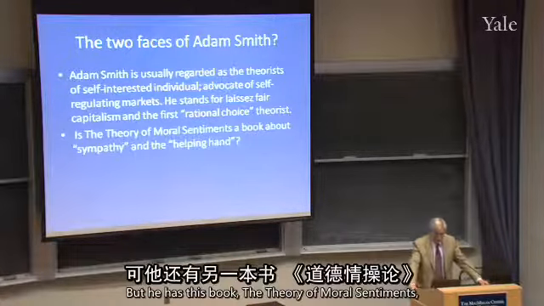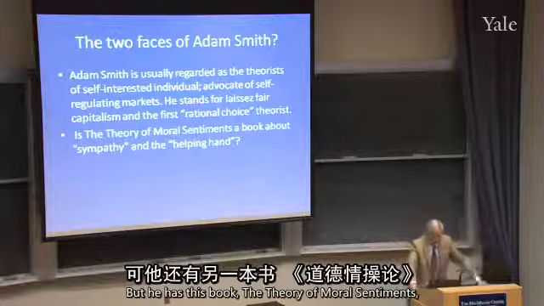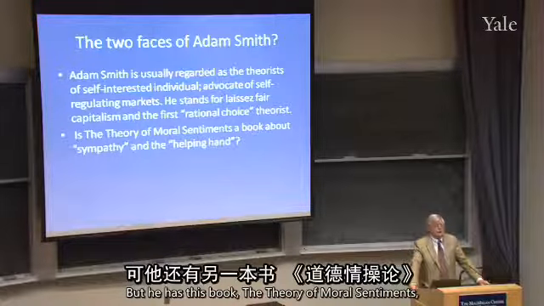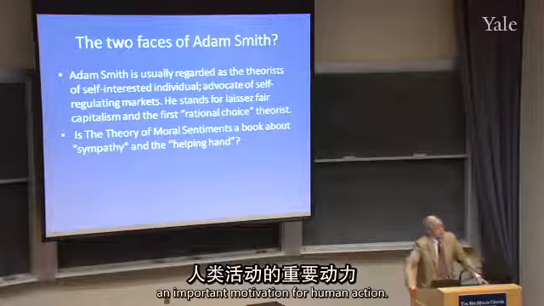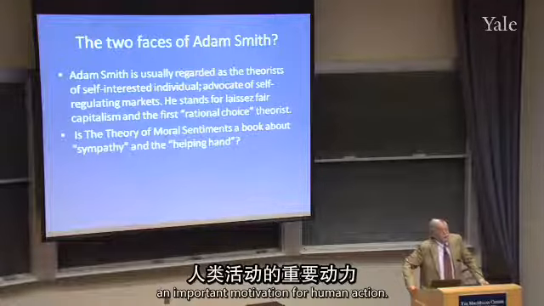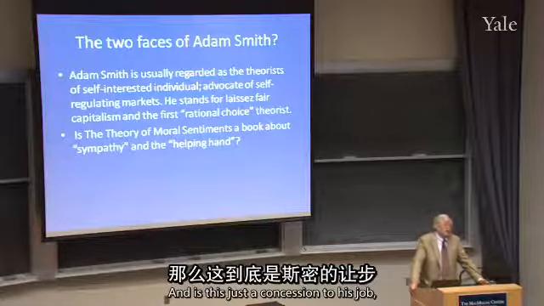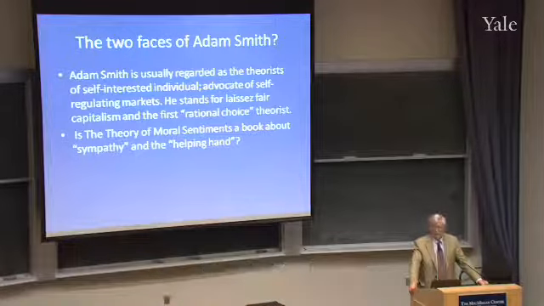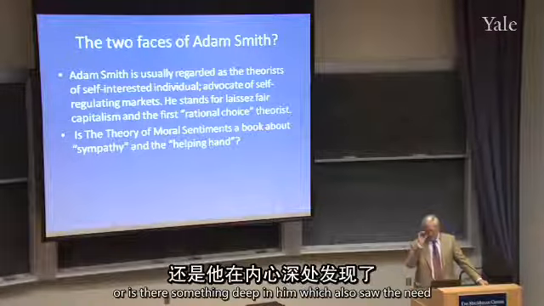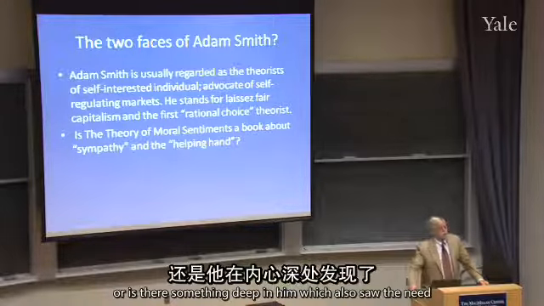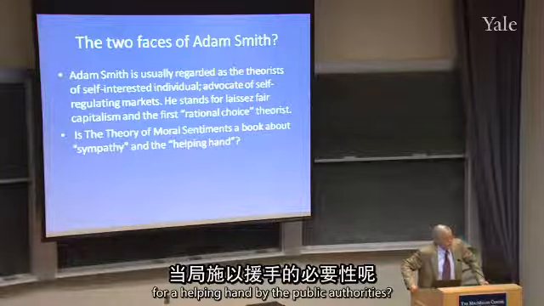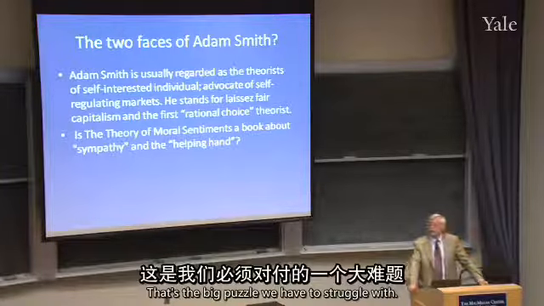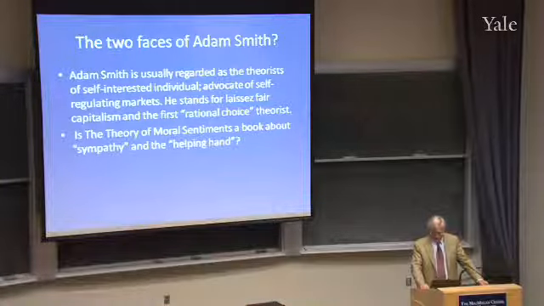But he has this book, The Theory of Moral Sentiments, in which he writes about sympathy as an important motivation for human action. Is this just a concession to his job, or is there something deep in him which also saw the need for a helping hand from the public authorities? That's the big puzzle we have to struggle with.